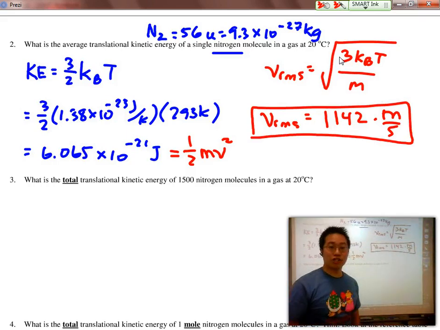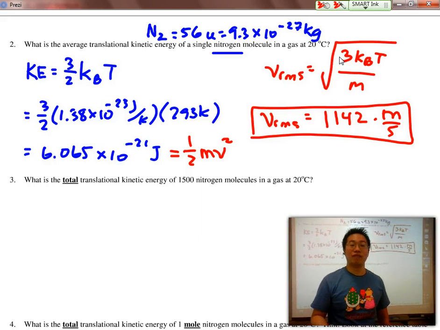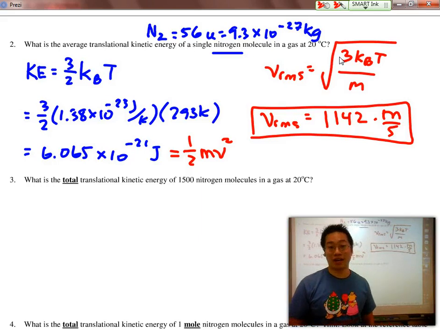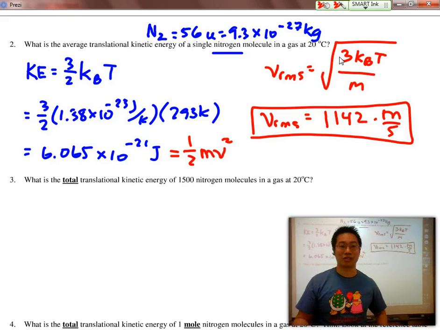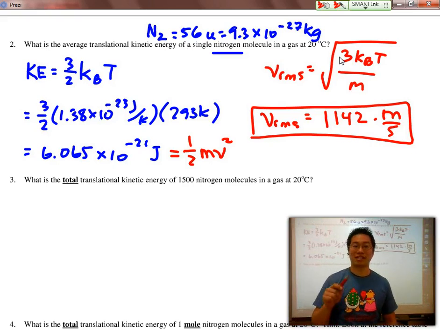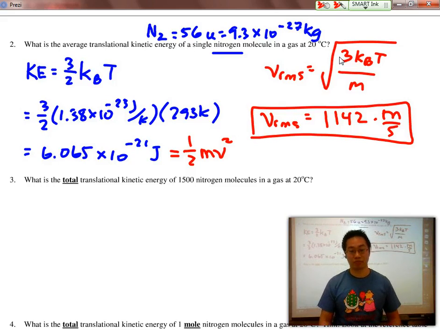If it was a hydrogen molecule, then it would be much faster. If it was something like radon, which is a very large, heavy gas molecule, the speed would be significantly slower. Okay, so speed depends on the mass, but all gas molecules have the exact same kinetic energy at a given temperature.